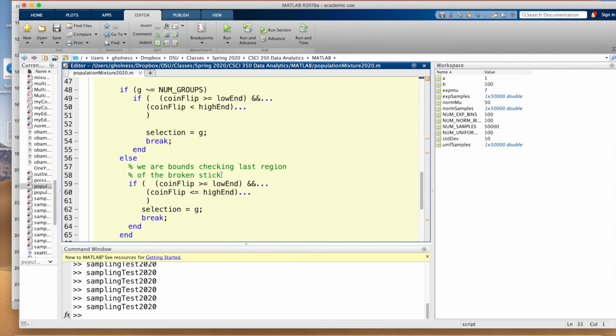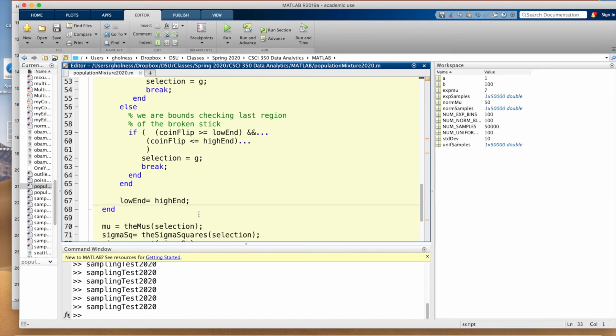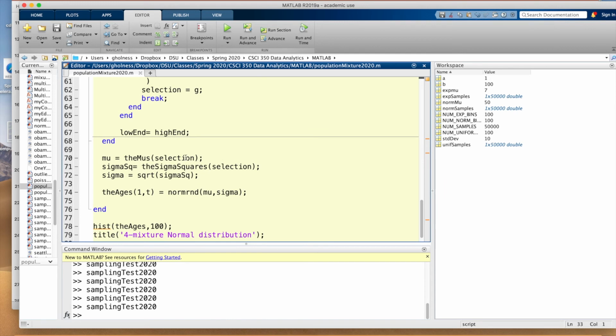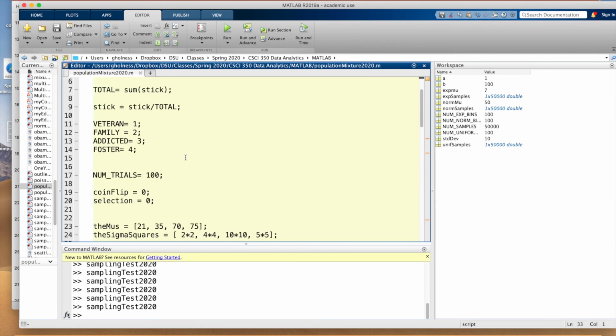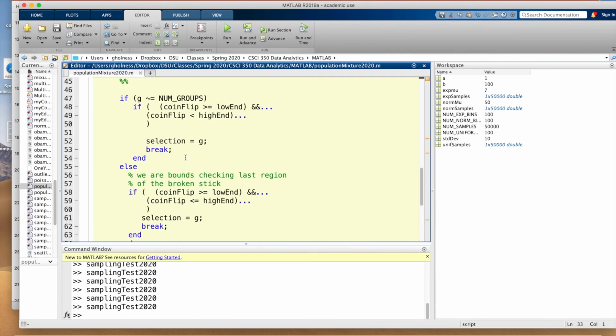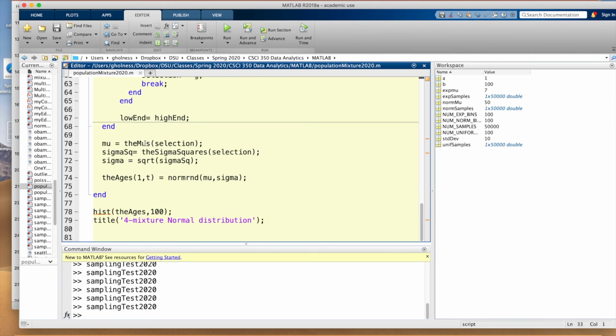If you're in the last segment, you're going to do less than or equal to for the high end, not just less than. And I save off the selection. So then, given my selection, that selection is going to be 1, 2, 3, or 4. If I've selected veterans, family, addicted, or foster children, I'm going to index into the array of mu values and the array of sigma squared values. And I calculate sigma as being the square root of sigma squared. And then I do a sampling from a normal distribution and I save off that age.